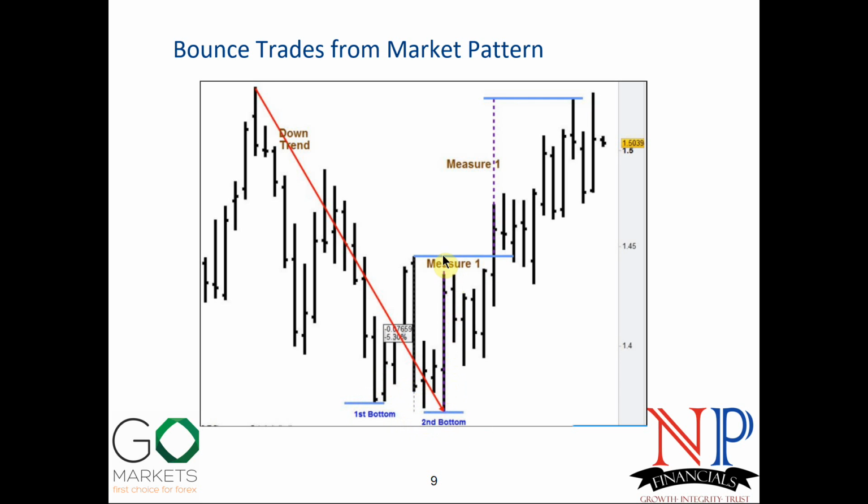So we got a measurement 1. After price actually closes above and the high is taken out, we have measurement 1 as a take profit, and now we can see a double top at this point.